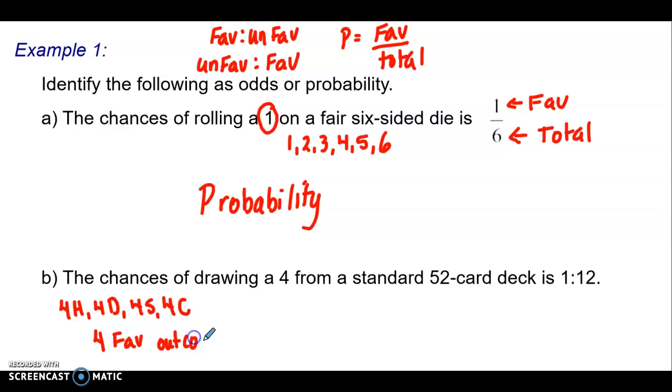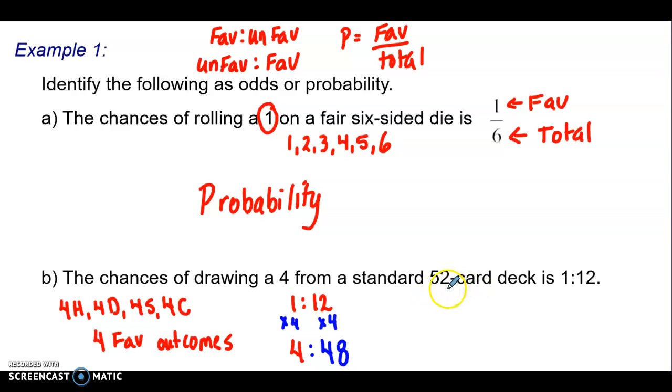So looking at our ratio of 1 to 12, this must mean that this ratio has been reduced. Our favorable outcomes is 4. So this must have been multiplied by 4, which means the 12 must be multiplied by 4, 48. So the question is, is this 48 our total outcomes or is it our unfavorable outcomes?